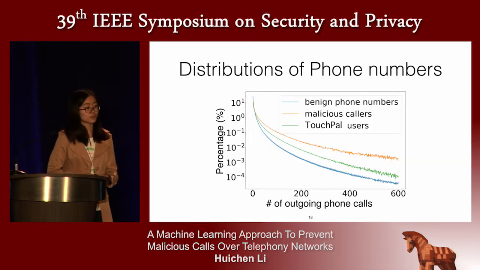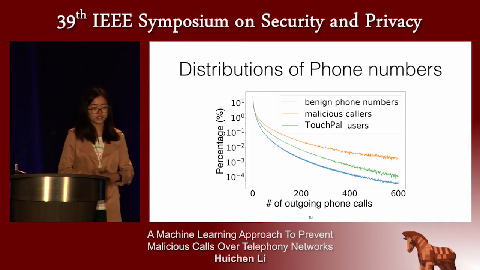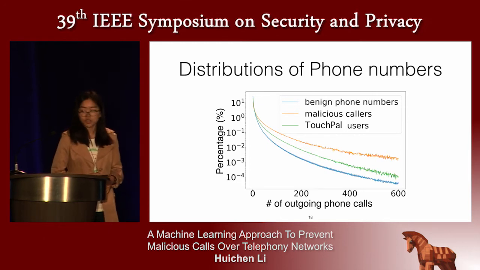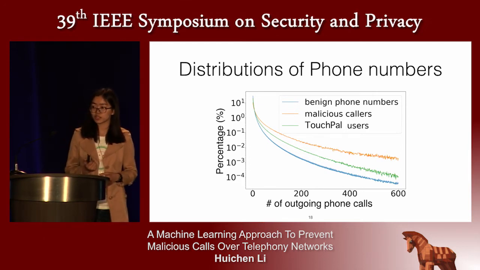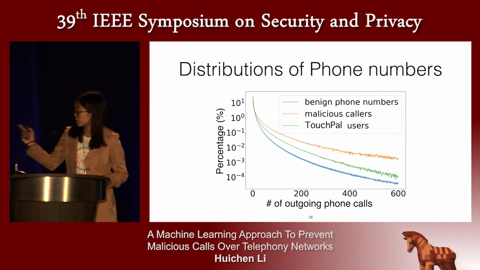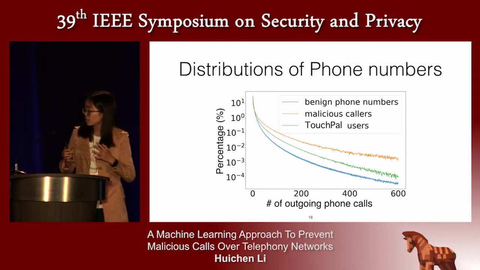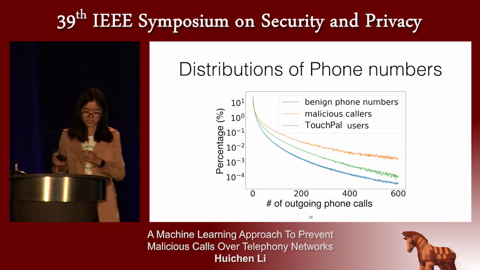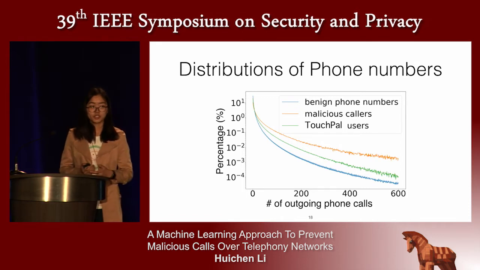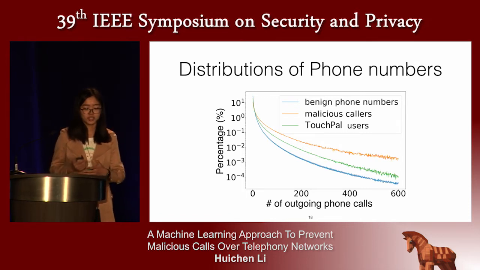This is the distribution of phone numbers over the number of calls they make. You can notice the 3 curves here are very different. If you look at the tail there, they are the phone numbers that are making a large number of calls during 3 months.